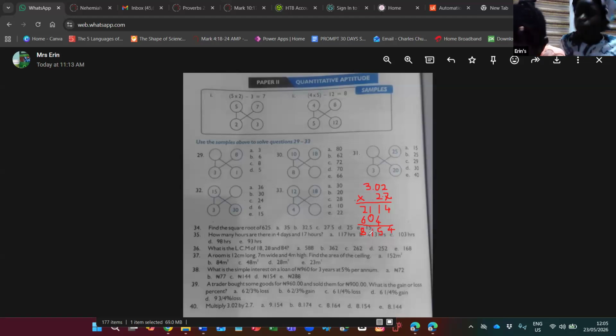Our answer was 8.154. If you did not get this answer on the screen, then that means you are struggling with your times table. Okay? Now you need to get your act right. Please. Or maybe you wrote down the wrong number. Because if you wrote down the wrong number, there's no way you will get the right answer. It's not possible.